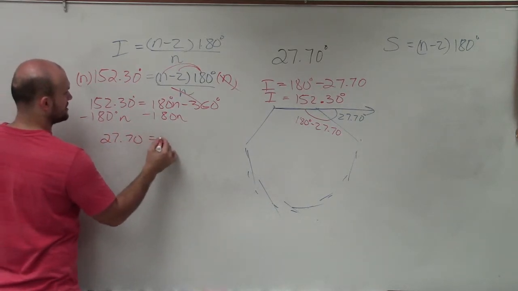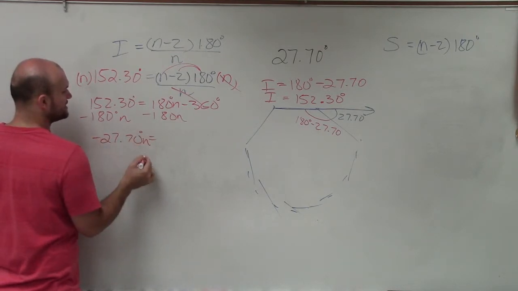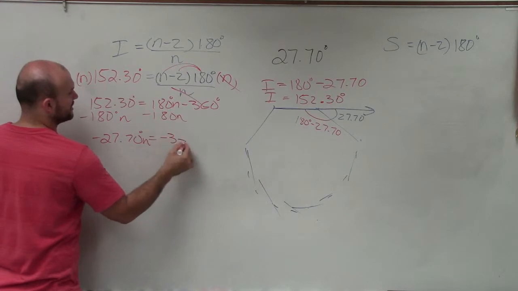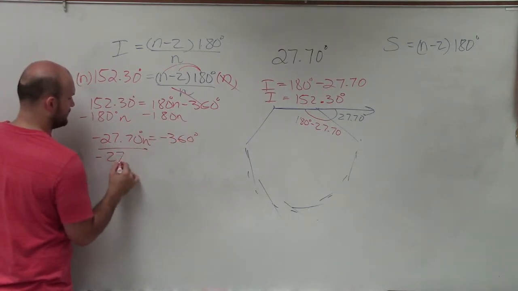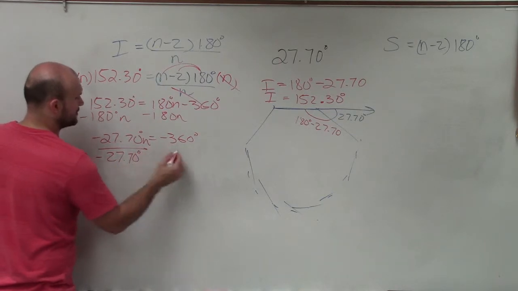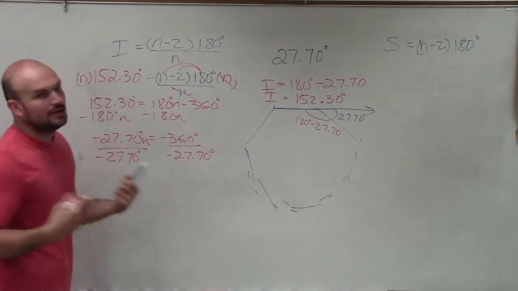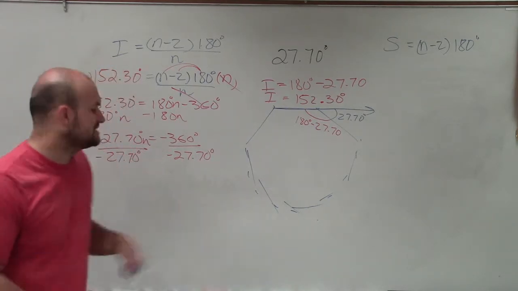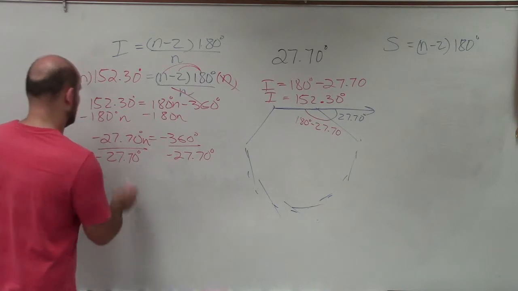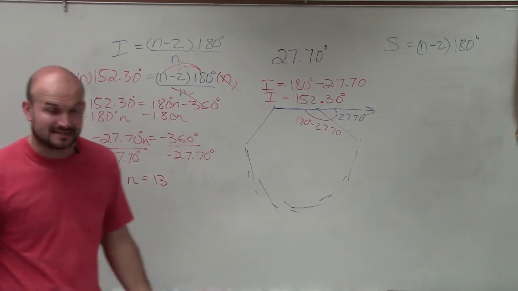27.70 equals negative 27.7 degrees n equals negative 360 degrees. Now to solve for n, I divide by negative 27.70 degrees. And when you go ahead and do this, you're going to get in your calculator 12.999 because we did kind of round. So therefore, we can say that round that up. We'll say that n equals 13 sides.